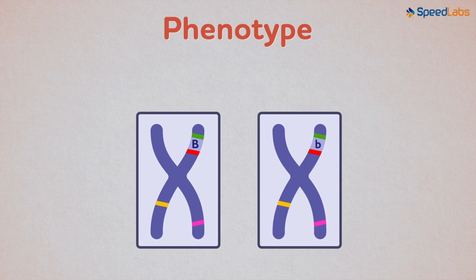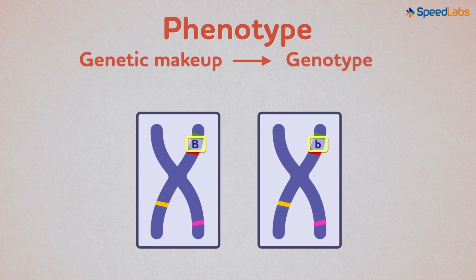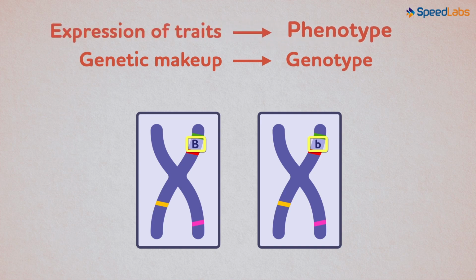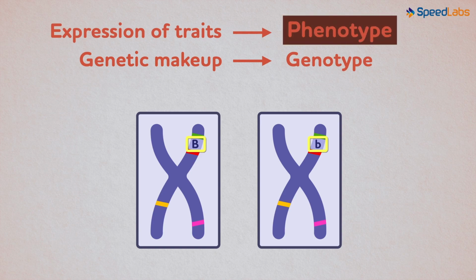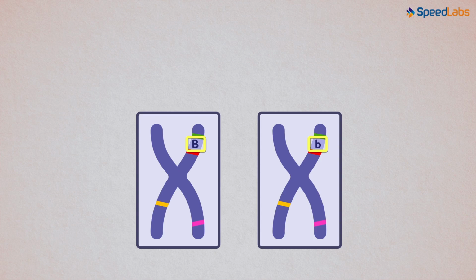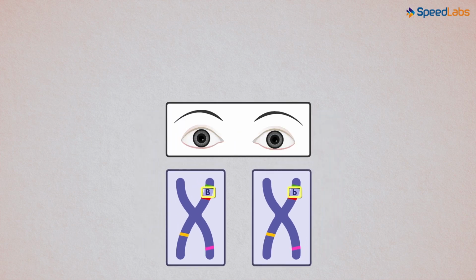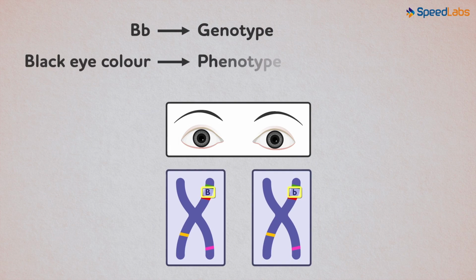Here, BB makes up the genetic makeup of the individual. That means we can say that this person has BB genes, or alleles, to be precise, for their eye color. And this genetic makeup is called the individual's genotype. On the other hand, the expression of trait, which is the color of the eyes seen in this individual, is called the phenotype. So here, if this individual has black-colored eyes, then the set of genes BB is the genotype, while the black color of eyes seen is the phenotype.